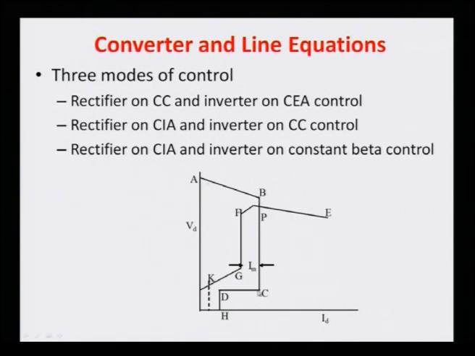This BC part is the constant current. This is the current axis, and this is the voltage axis. In normal operation, the rectifier is working in the constant current (CC) control mode, and the inverter is working in the constant extinction angle (CEA) control, and this curve is your CEA control. The intersection of these two characteristics, CC and CEA, is your actual operating point.